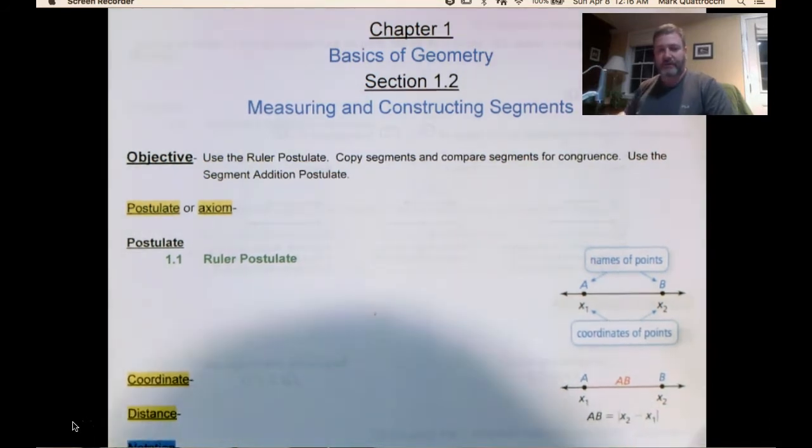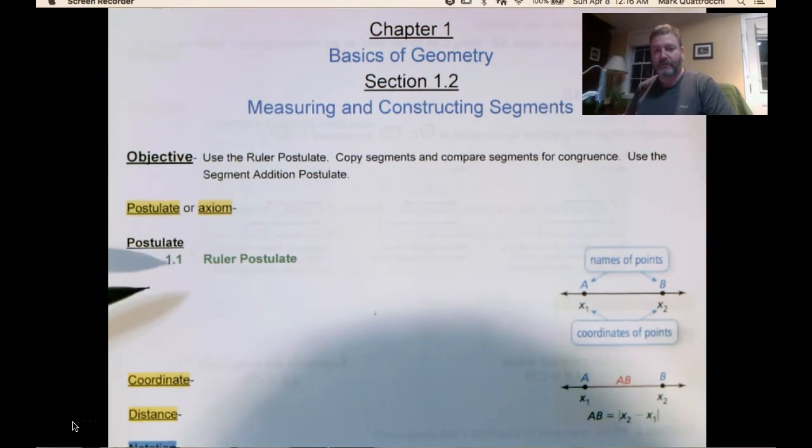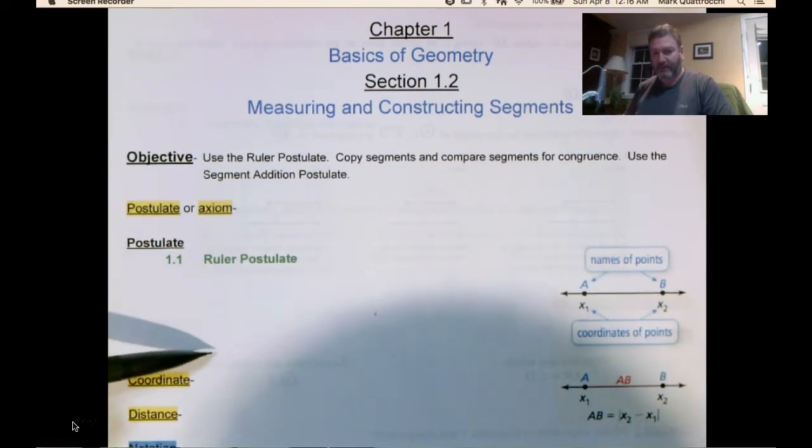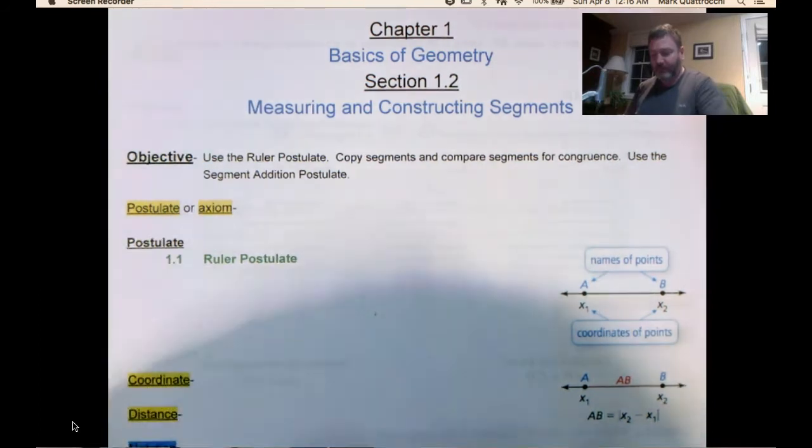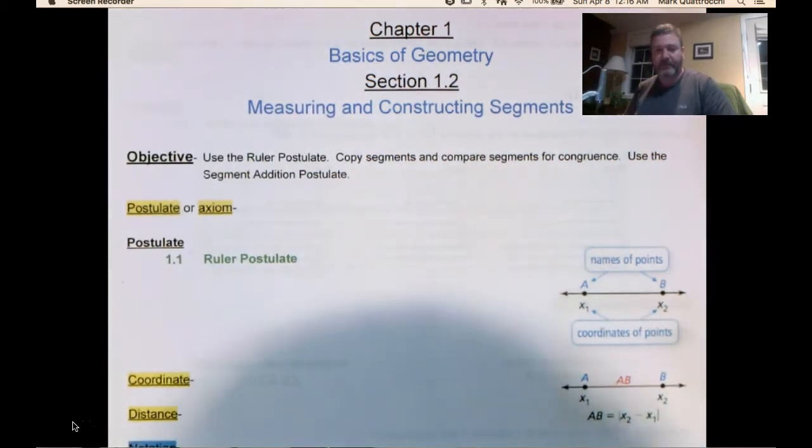Do your definitions. When you get to the postulates and theorems, you want to fill these in. I've left you space to fill in all the information that you can get from our textbook.